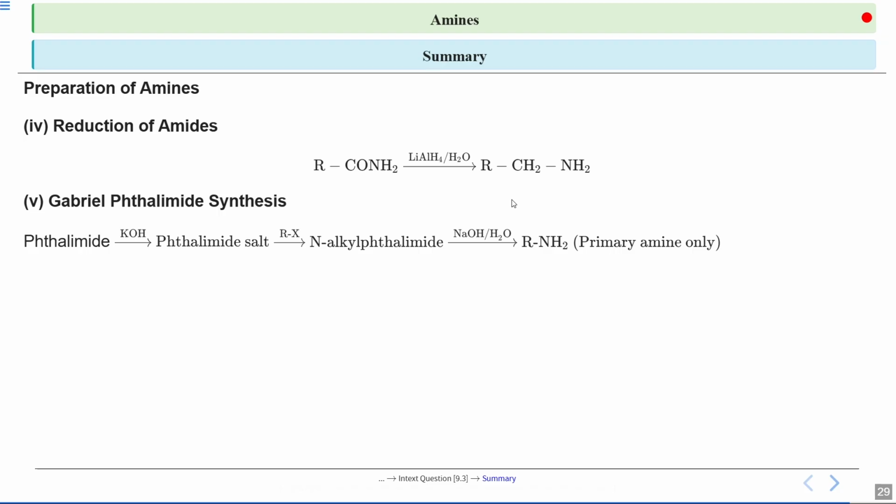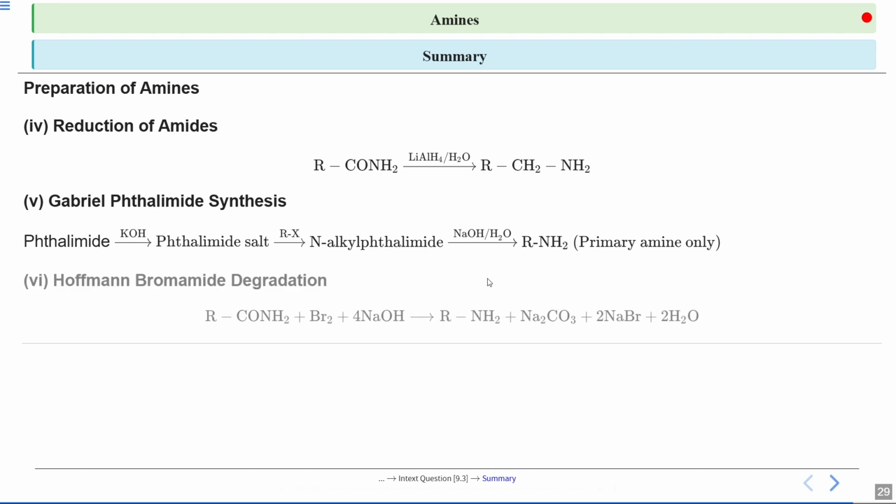This is used to make primary amines, which means the amine group is attached only to one carbon. We start with phthalimide. It reacts with potassium hydroxide to give you phthalimide salt, and then it reacts with an alkyl halide to give an alkyl phthalimide. And finally we do its treatment with sodium hydroxide and water, and it gives us a primary amine.